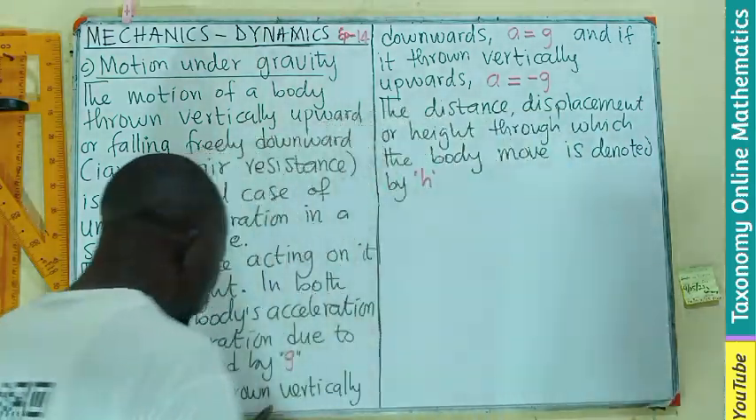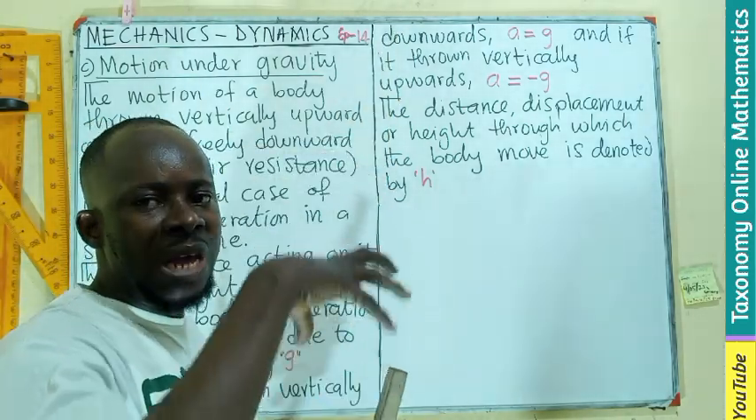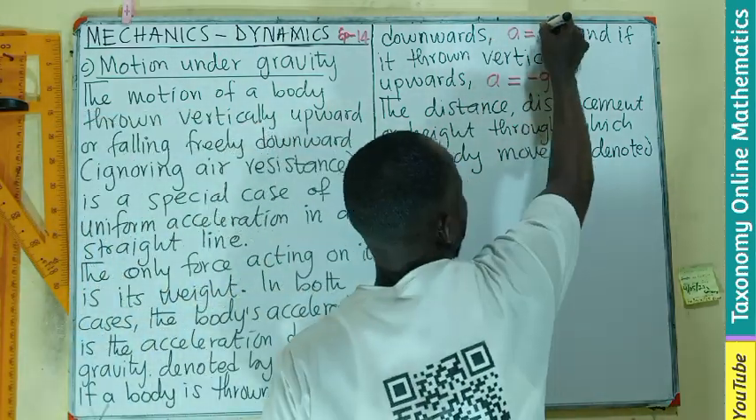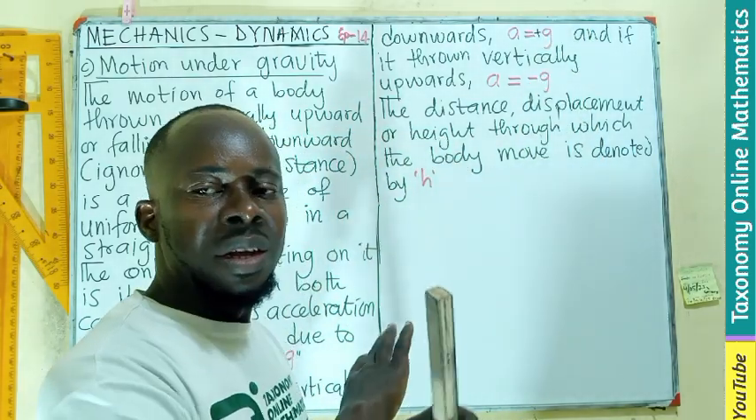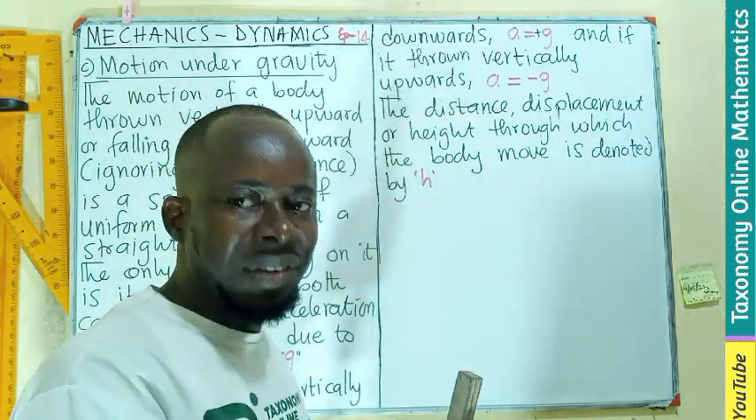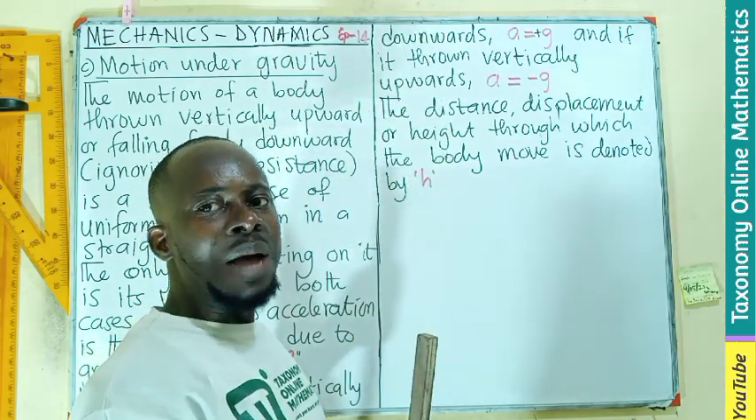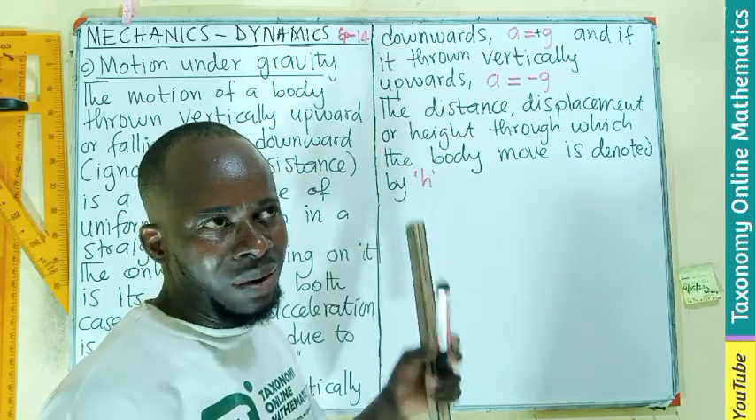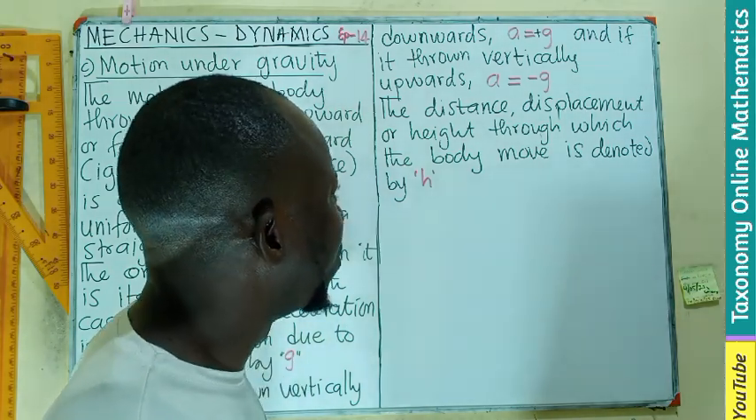So if a body is thrown vertically downward or a body is falling freely downward in a straight line, then the acceleration due to gravity is going to be positive g, whatever value is given to you, 10 meters per second squared. The body is falling in line with the force of gravity. We know the force of gravity pulls objects towards the center of the earth, so the force of gravity is coming down. So if the body is falling in parallel with it, then we have the same acceleration due to gravity.